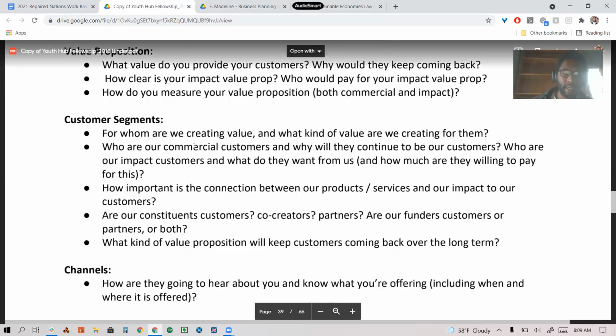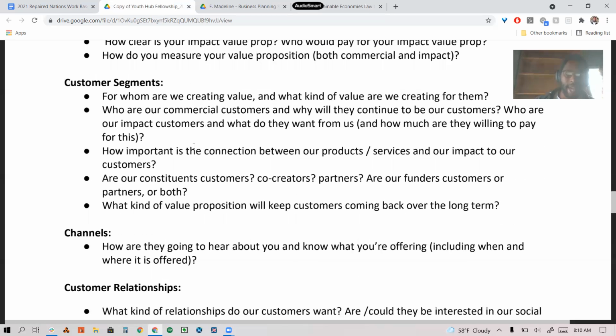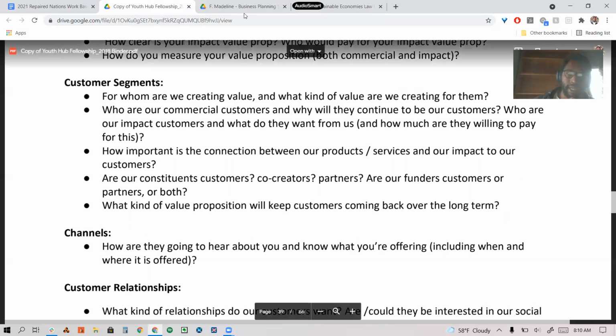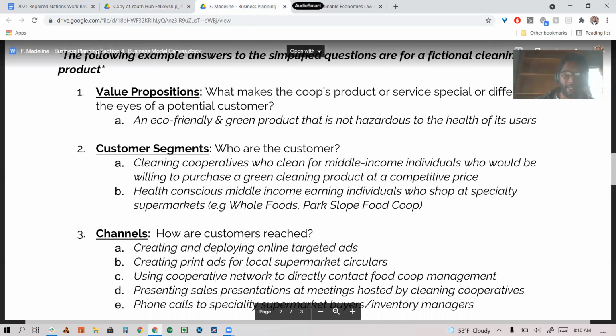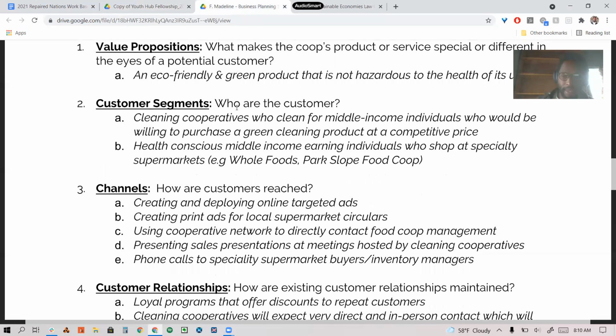when moving between each of these explanations of the business model canvas. For the channels, you're going to be asking how are they going to hear about you and know what you're offering, including when and where it's offered? Switching over to the Seed Commons explanation, same thing, how are customers reached? And they have, looks like, 5 different options in here. They're going to be using online targeted ads, print ads, tapping into their cooperative network, presenting at meetings, and doing phone calls. That's how folks are going to learn about this eco-friendly green product.